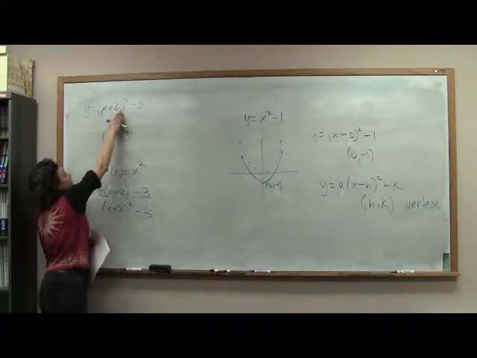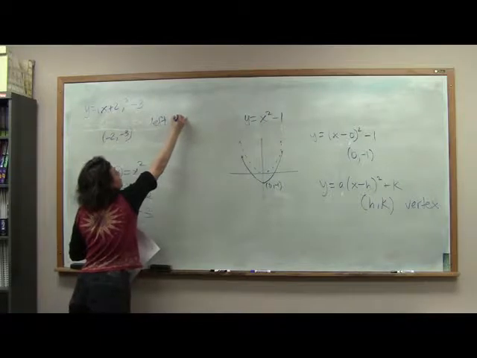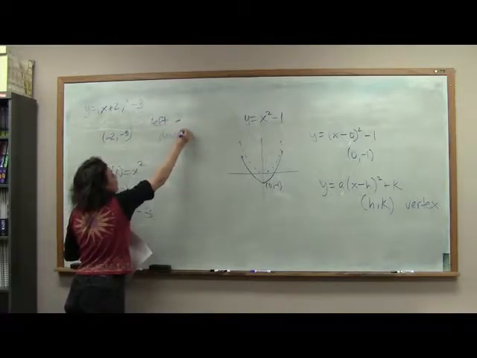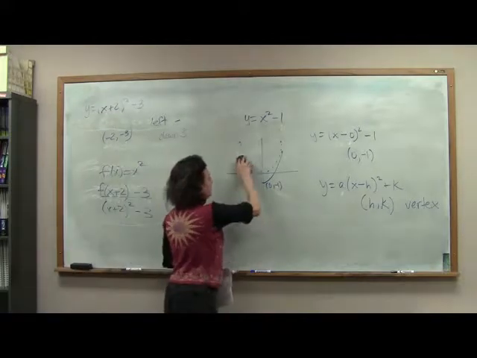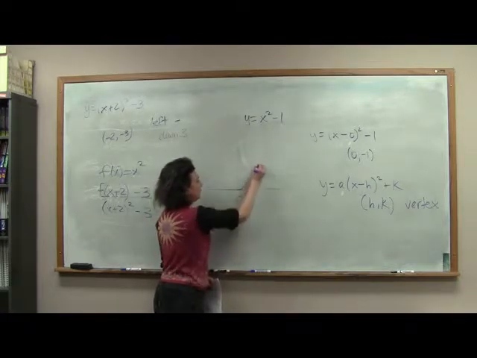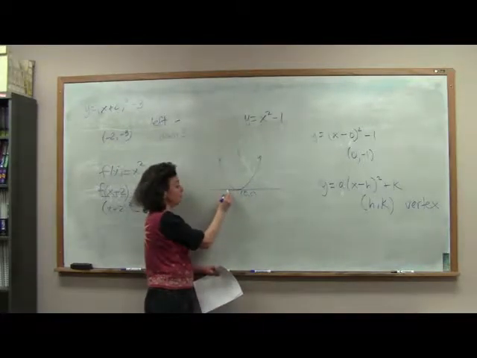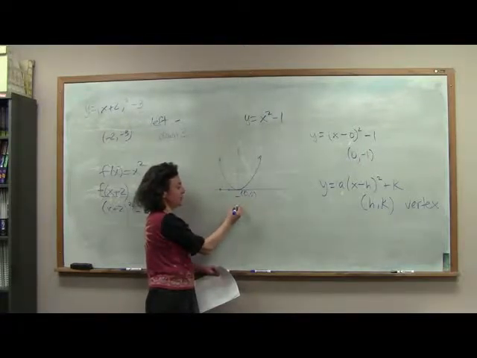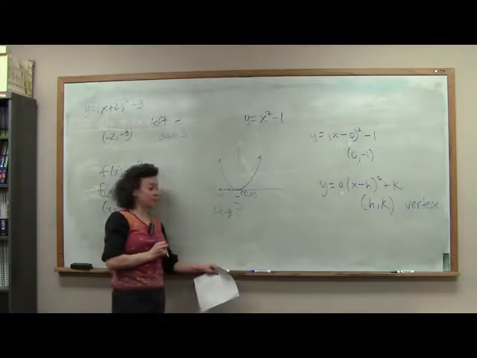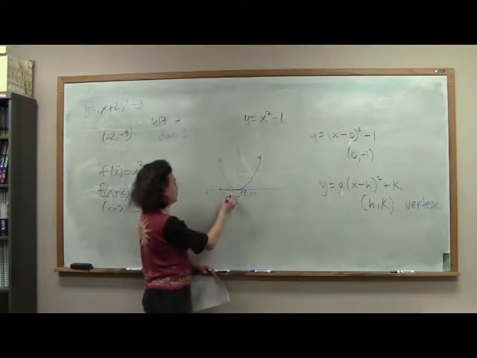So, just by using the notion of shifts, I know since I'm adding inside, I'm going to take my basic graph, go left 2, and then go down 3. Okay? So, if I take my point on my general graph, my vertex of (0, 0) here, and I go left 2, well, that's going to bring me to (-2, 0). And then go down 3. Well, I'm still at -2 for my x value, but now I'm down at -3 for my y value.